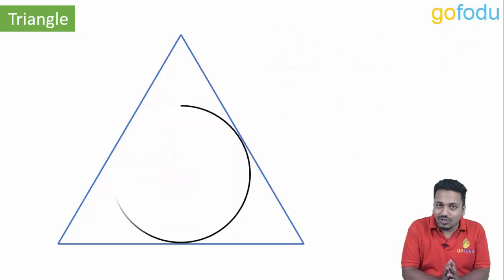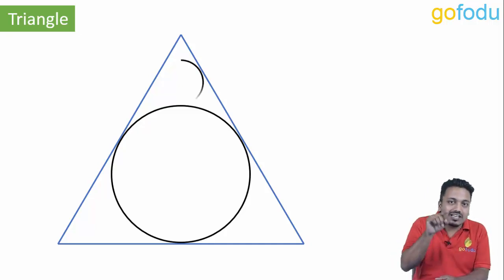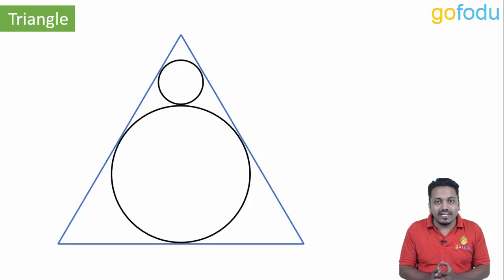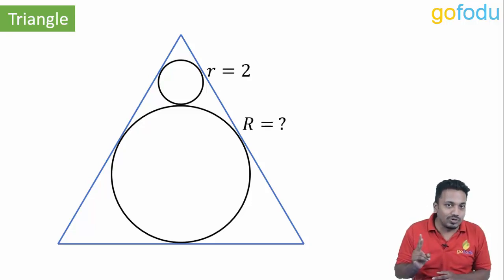Next question. An incircle is drawn to an equilateral triangle and on the top of it, another circle is drawn touching the 2 sides and the bigger circle. If the radius of a smaller circle is 2 units, find the radius of bigger circle.